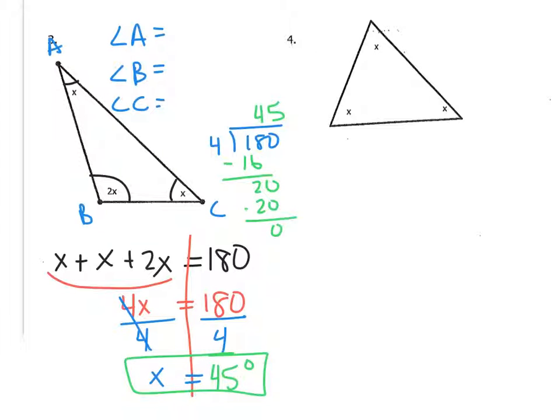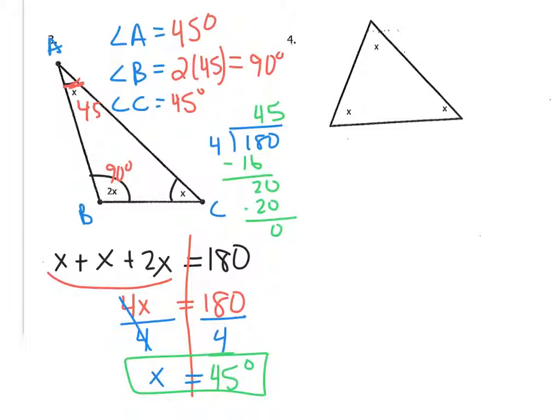If I go back up here, angle A is x degrees, so that would be 45 degrees. Angle B is 2x, so I would have to do 2 times 45, which is 90 degrees. So this is 45 degrees, this is 90 degrees. And then angle C is just x again, so that would be 45 degrees as well.